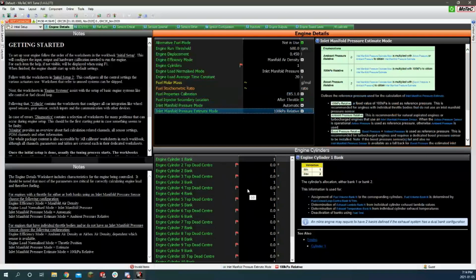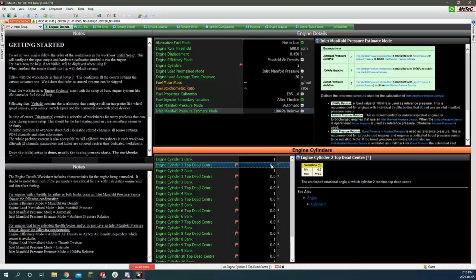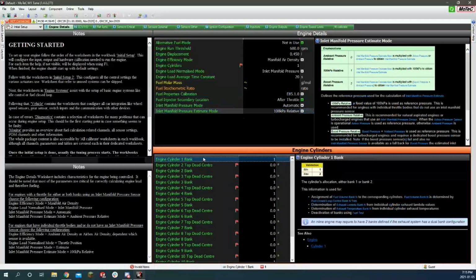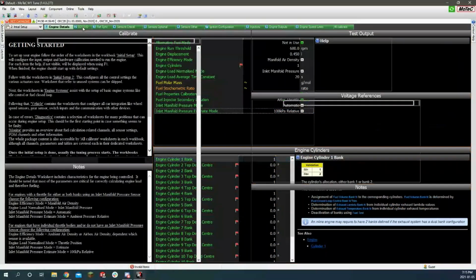One does 1 to 4 on one bank, 5 to 8 on the other bank, but that doesn't matter for us because we only have a single cylinder, so it makes it really easy. You have your cylinder 1 bank, and you'll notice there's no place to put in the TDC angle for cylinder 1. That's because it's always assumed to be at 0. That's sort of the starting point. And for us, it's just that easy because it's a single cylinder. So that's it for that page.